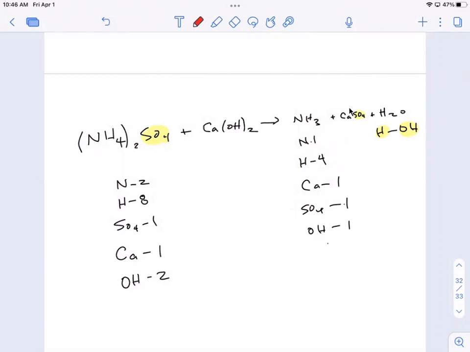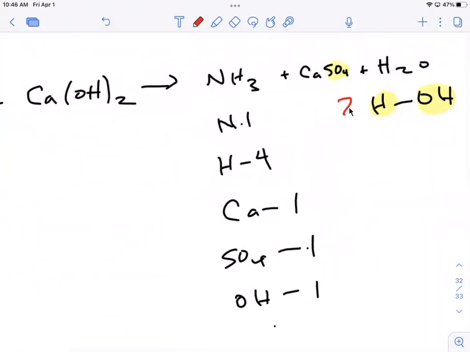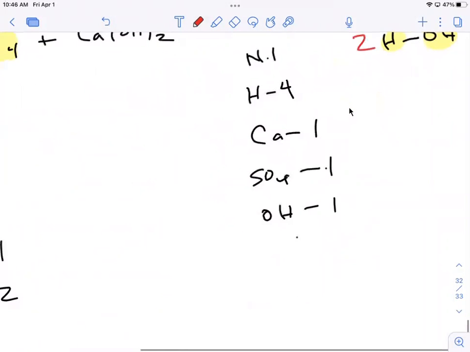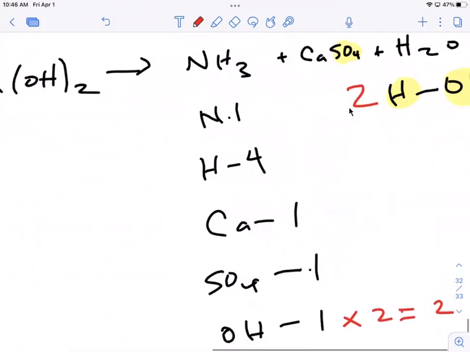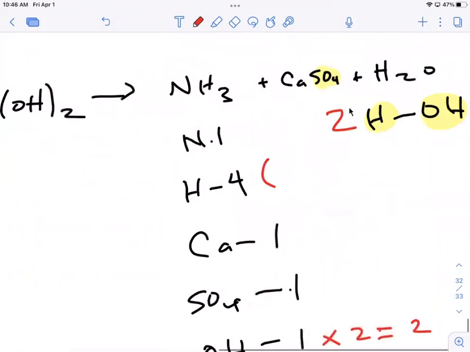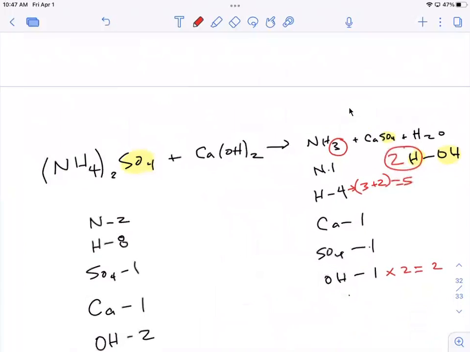OHs first. Let's balance the OHs first. So here we put a 2. Let's see what that's going to give us. That times 2, which would be 2. And then for H, now it's going to be 3 plus 2, so that's going to be 5. We got 3 here, and now we have 2 here, so that's 5 H's there.